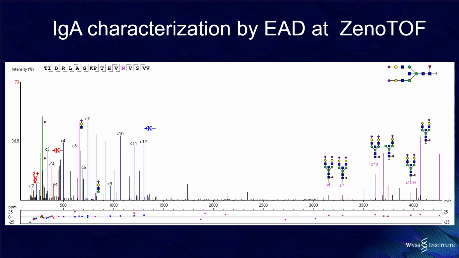This is how it generally looks like. Again, there is nothing new to you. You already have seen it from the previous talk. We have the c and z ions, which give you the ability to actually define what the peptide is, and then there is a beautiful amount of the glycosylation peaks.